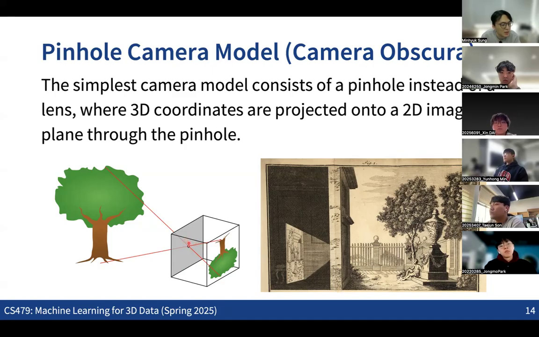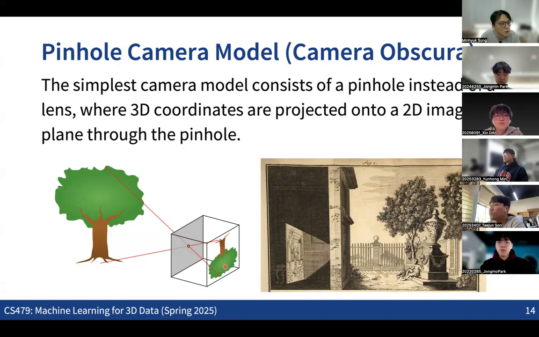So when you see this kind of box with a very tiny hole here, and you assume that all the rays are projected over this plane through this single point, then after the projection, the output that we are going to see is an upside down image.